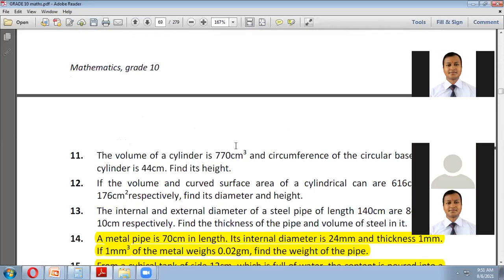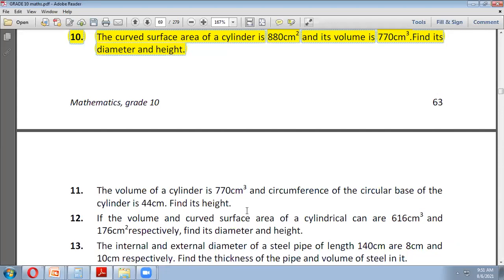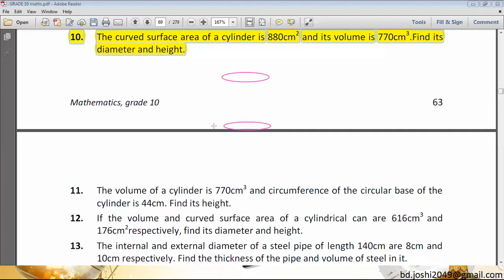Question 11: The volume of a cylinder is 770 cm cube and the circumference of the circular base of the cylinder is 44 centimeter. Find its height. So there is the cylinder with volume 770 cm cube, and this is the cylinder given to us. You know the formula of volume of cylinder. Formula of volume of cylinder is pi r square h, isn't it?